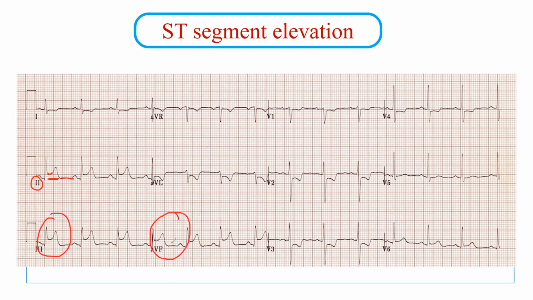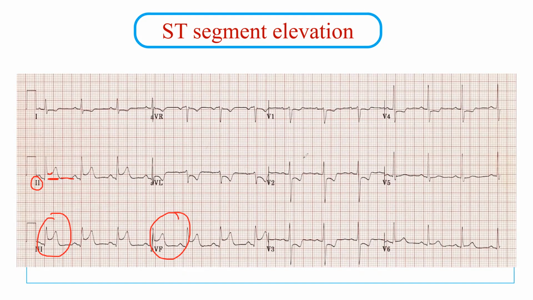So they are contiguous leads, right? The three of these leads are looking at the heart from the inferior wall, right? So this is inferior MI. That being said, this will be supported with ST segment depression on reciprocal leads, which is the anterior leads.